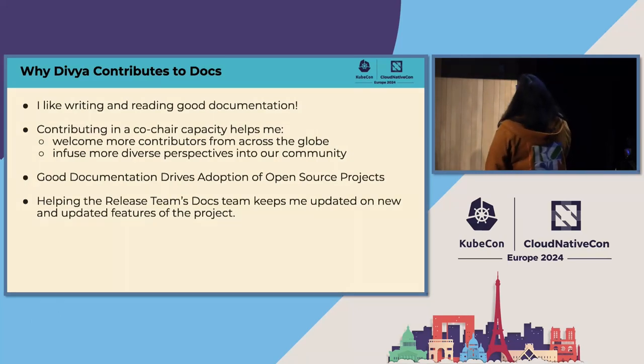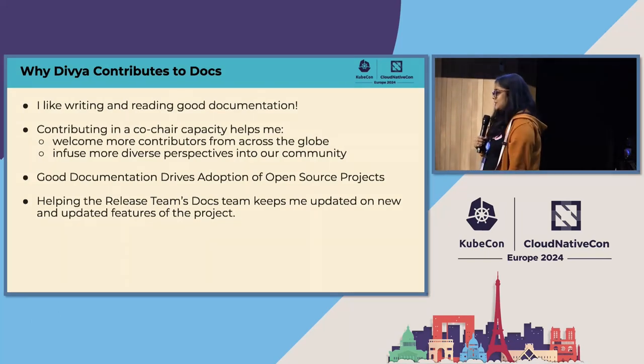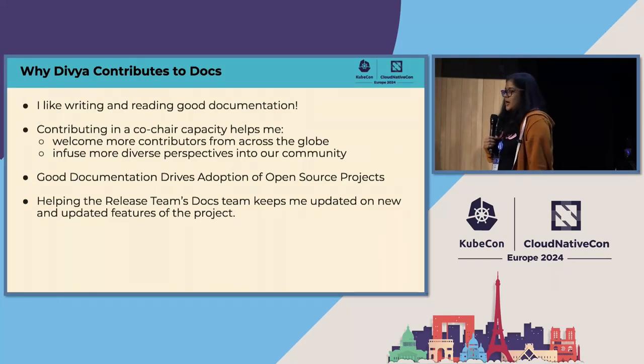And last but not the least, the second point again is around bringing in diverse perspectives. I'm very passionate about that because I don't see a lot of representation where I go. And being in an open source ecosystem and having the little influence that I do is the way that I believe I can help build communities that are more inclusive and more representative of the world that we live in.